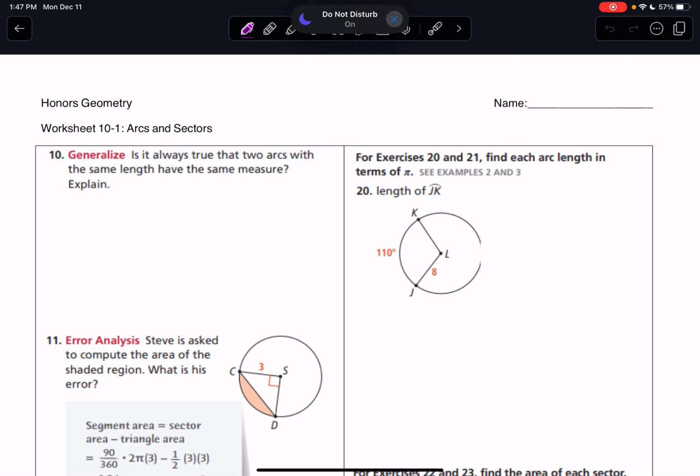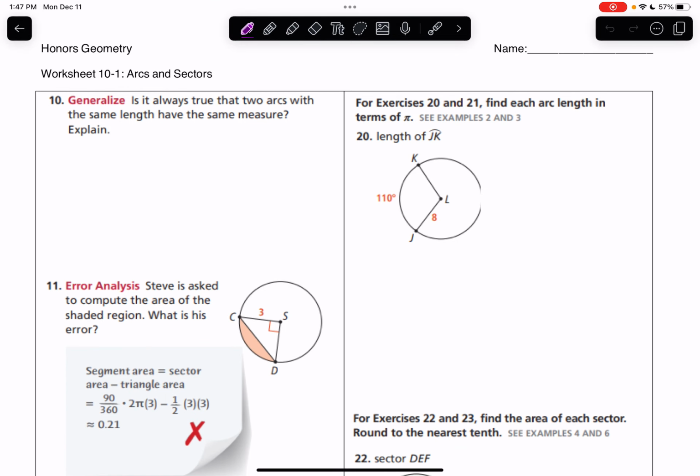All right, today is the day we get to start going over topic 10 with the 10-1 worksheet. So starting here with number 10, is it always true that two arcs with the same length have the same measure? And explain. No, that's not true, because if we have different sized circles, then that will change the length of the arc with the same angle measure.